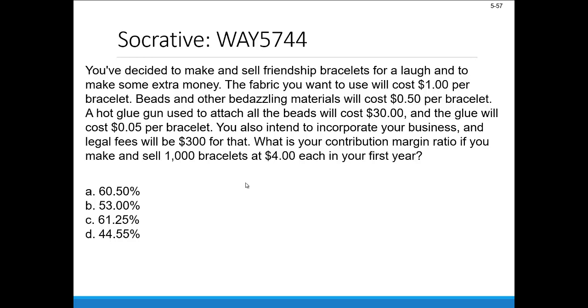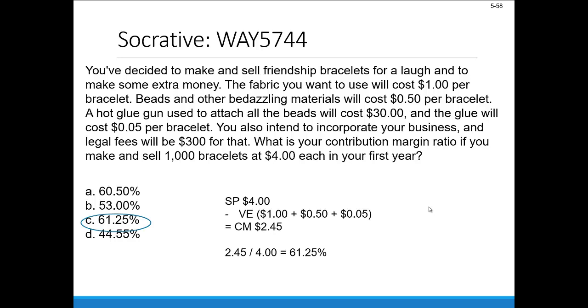What's your contribution margin ratio if you make and sell 1,000 bracelets at $4 each in your first year? So pause the video, work through that, and then come back for the solution here. That would be C, 61.25%. So CM ratio, right, is CM divided by sales.